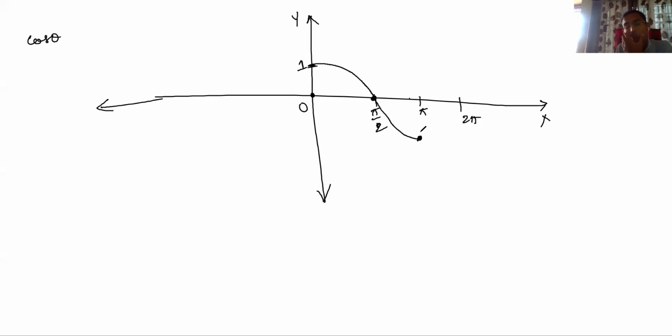When you come to 3 pi by 2, it's going to be 0. When you come to 2 pi, it's going to be 1 again. So like this, the graph has come like this. And if at all you want to repeat up till 4 pi, this is 2 pi, up till 4 pi if you want, it's going to be like this.